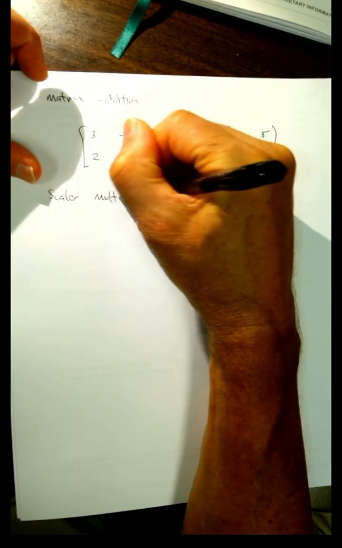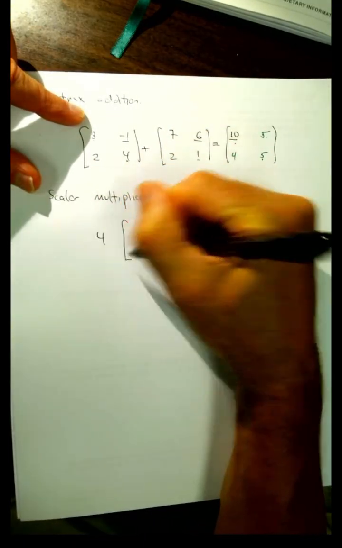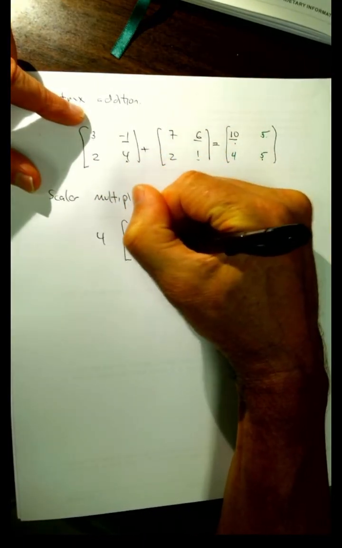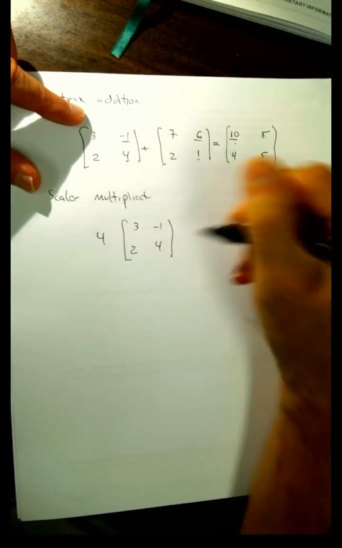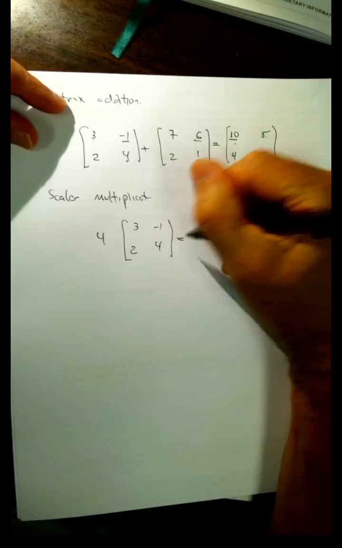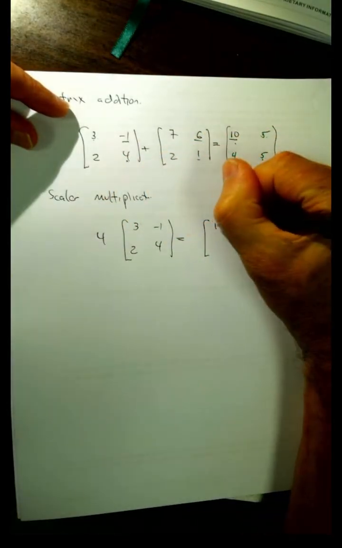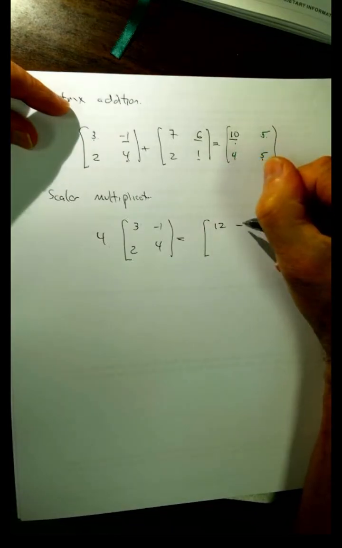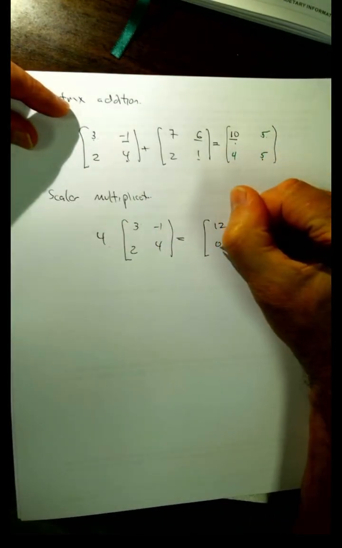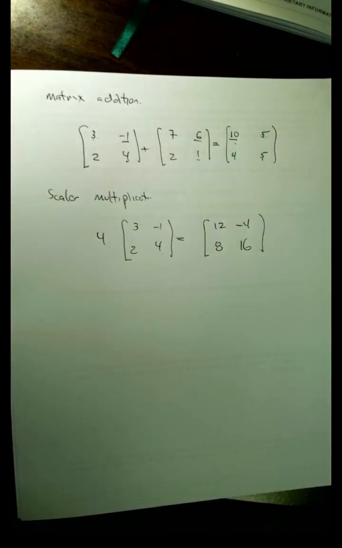We can also do scalar multiplication. And the idea here is if I have a matrix and a scalar number outside, I'm just going to multiply every number by that number. So I've got 4 times 3 is 12, 4 times minus 1 is minus 4, 4 times 2 is 8, and 4 times 4 is 16.